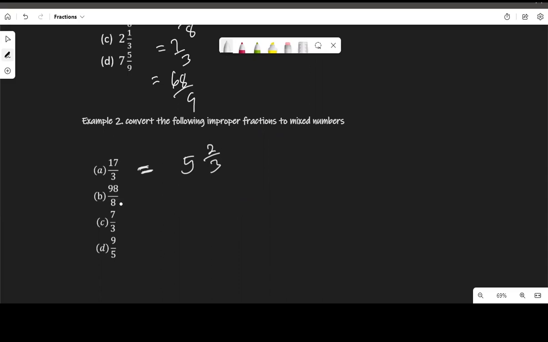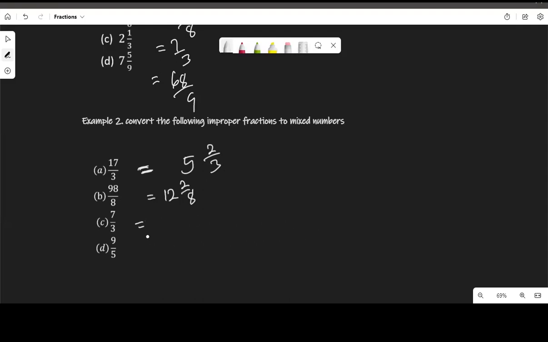So here will be 5 whole number, 2 over 3. Then 98 divided by 8. How many times can 8 go into 98? 98 divided by 8 is 12. 12 times 8 is 96. 98 minus 96 is 2. So that is 12 whole number, 2 over 8. 12 times 8 is 96. 96 plus 2, 98.